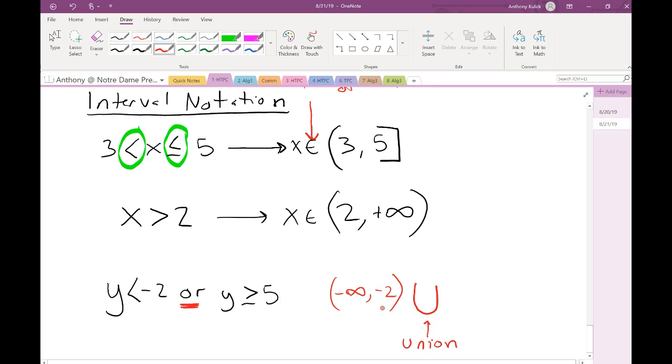On the y is greater than or equal to 5 part, what 2 numbers are we concerned with? 5 and positive infinity. So 5 is the smaller one, positive infinity is the bigger one. So we'll go 5 first and positive infinity second. On the 5, parenthesis or bracket? Okay. On the infinity, parenthesis or bracket? Parenthesis.